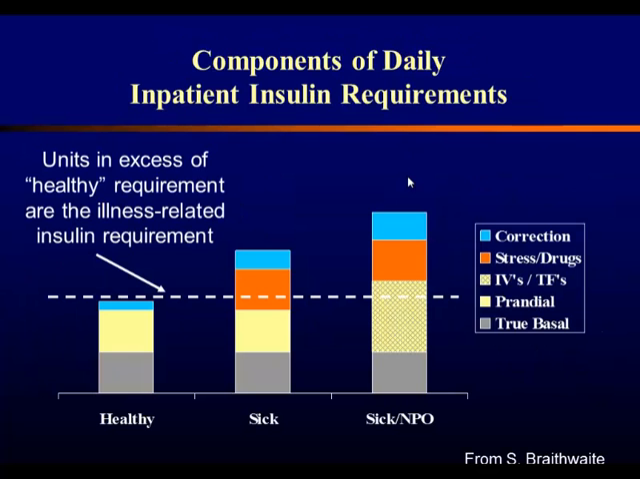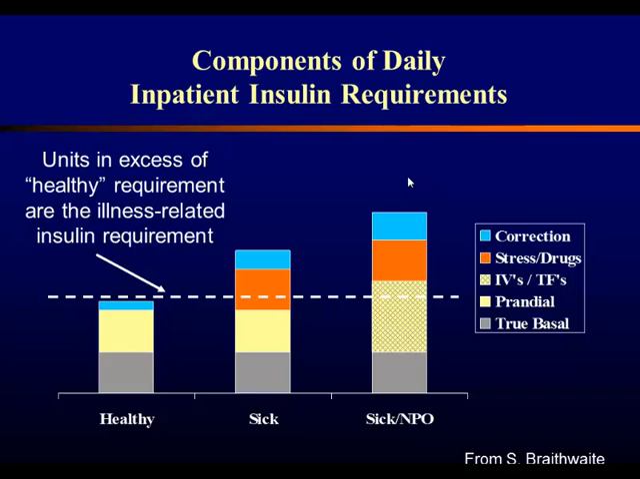Notice in this slide, the basal insulin really doesn't change too much. What changes is, if they're getting tube feeds, they need more prandial insulin. If they're sick or stressed, they need more stress or correctional doses. So the basal is probably about the same, but it's the other insulins that they need more of when they're eating too much or getting tube feeds.